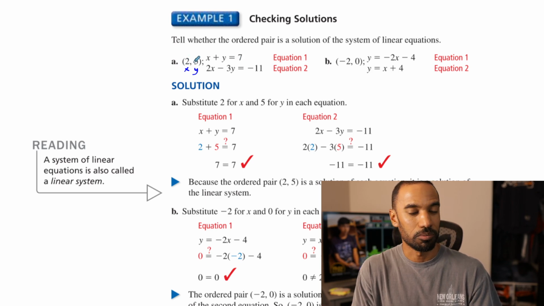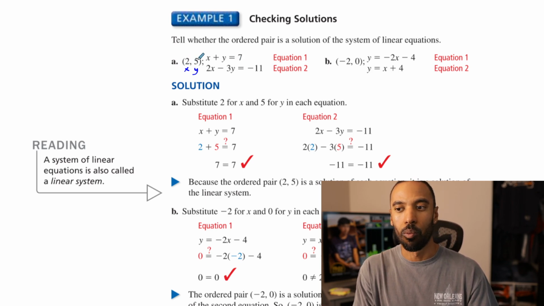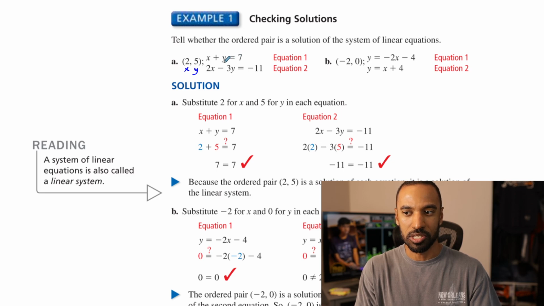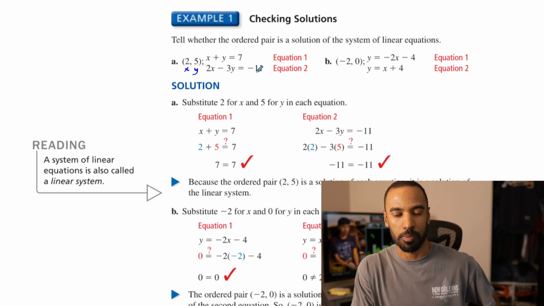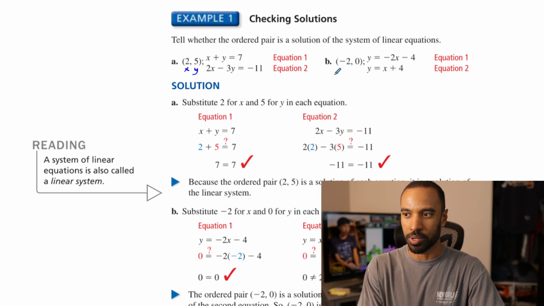If I tried 2, 6, it wouldn't work for either. But more importantly, if I tried 1, 6, 1 plus 6 may be 7, but 2 times 1 minus 3 times 6 might not be -11. And I'm sure this one's going to show exactly that.